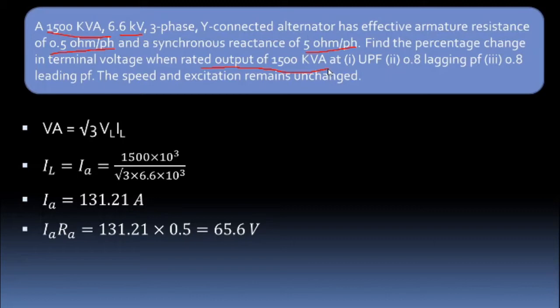So IaRa is the value you need to find out. Ia we got as 131.21, and Ra is given as 0.5 ohm per phase. So that value we will keep ready with us. As well we will keep ready IaXs. So I have the calculated value of IaXs as well. So this is IaRa and IaXs. Both the values are there with me so that we can directly put them into the EMF equation.